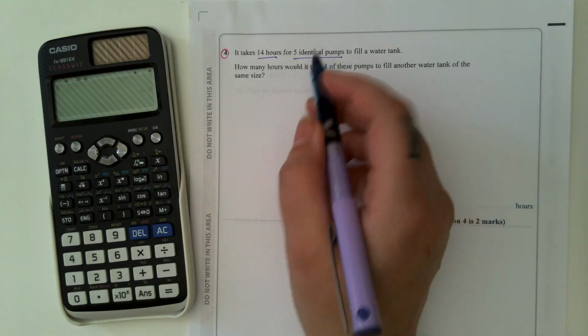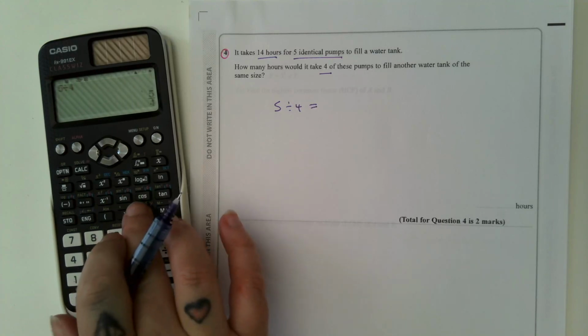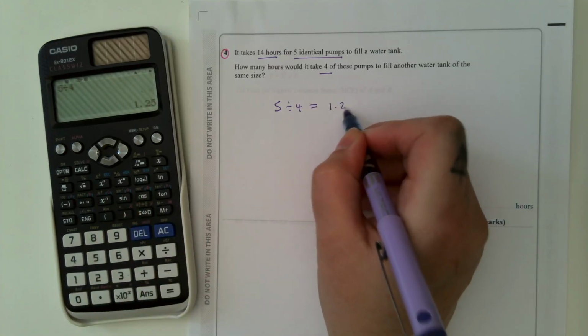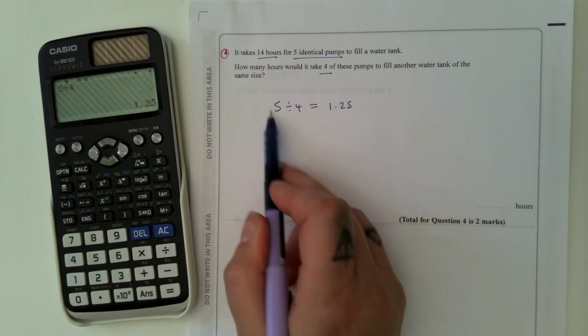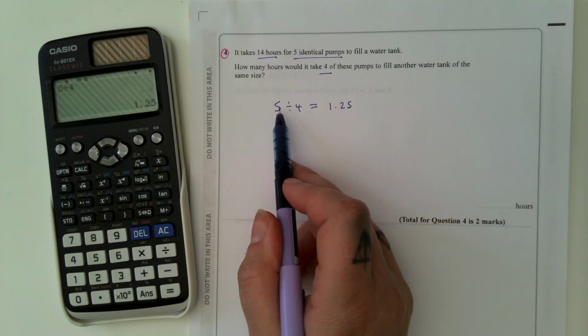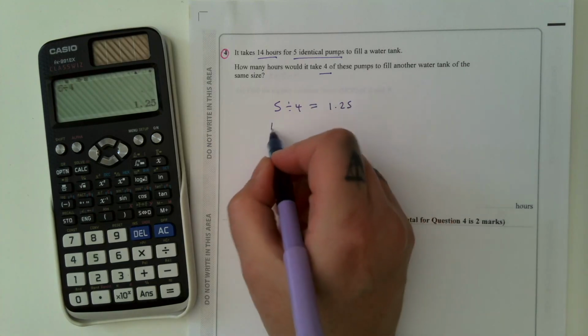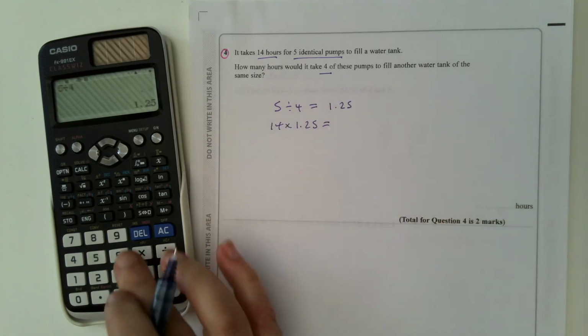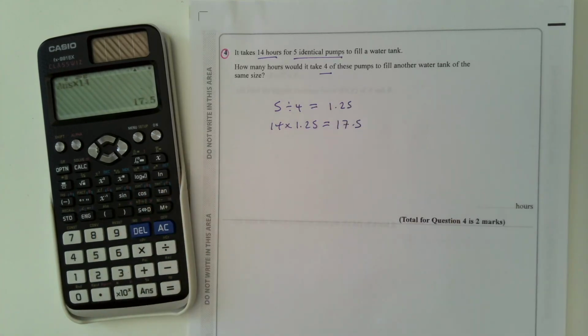So I'm going to do 5 divided by 4, okay? Because that will tell me how much work each of those 4 pumps has got to do. So it's got to do 1.25 amounts of work as each of these 5 would have had to do. So if it's 1.25 the amount of time, I'm going to do 14 times 1.25. And that tells me that it would take 17.5 hours for 4 pumps to do exactly the same as what 5 would have.